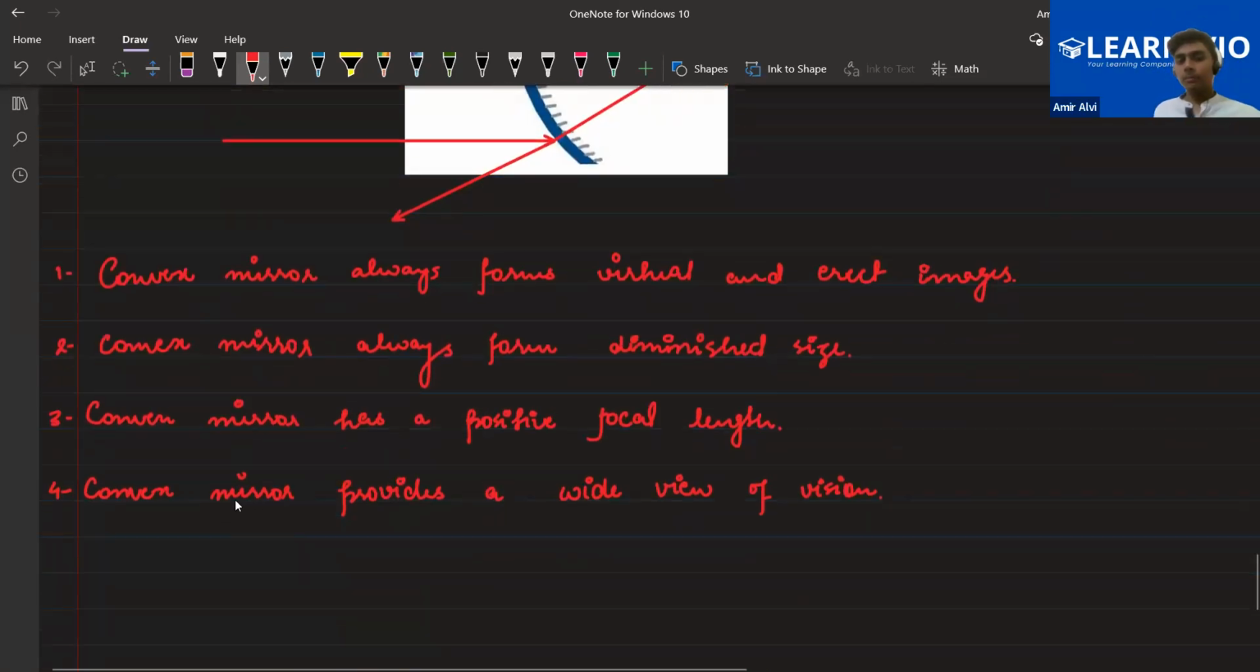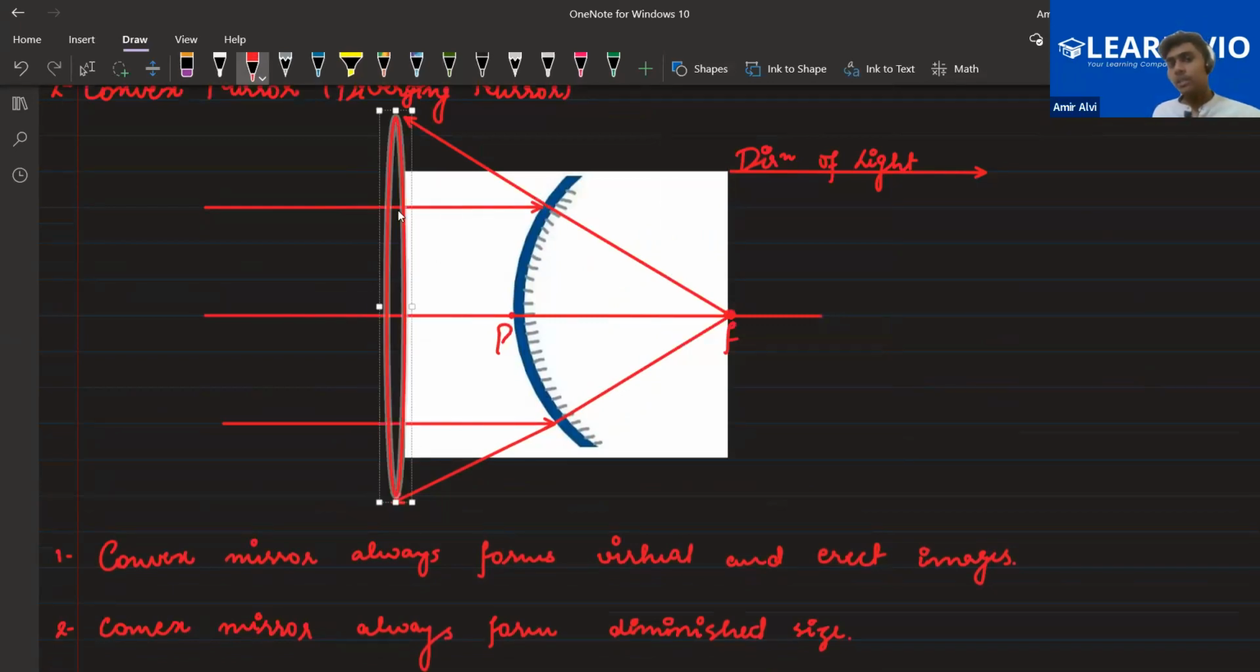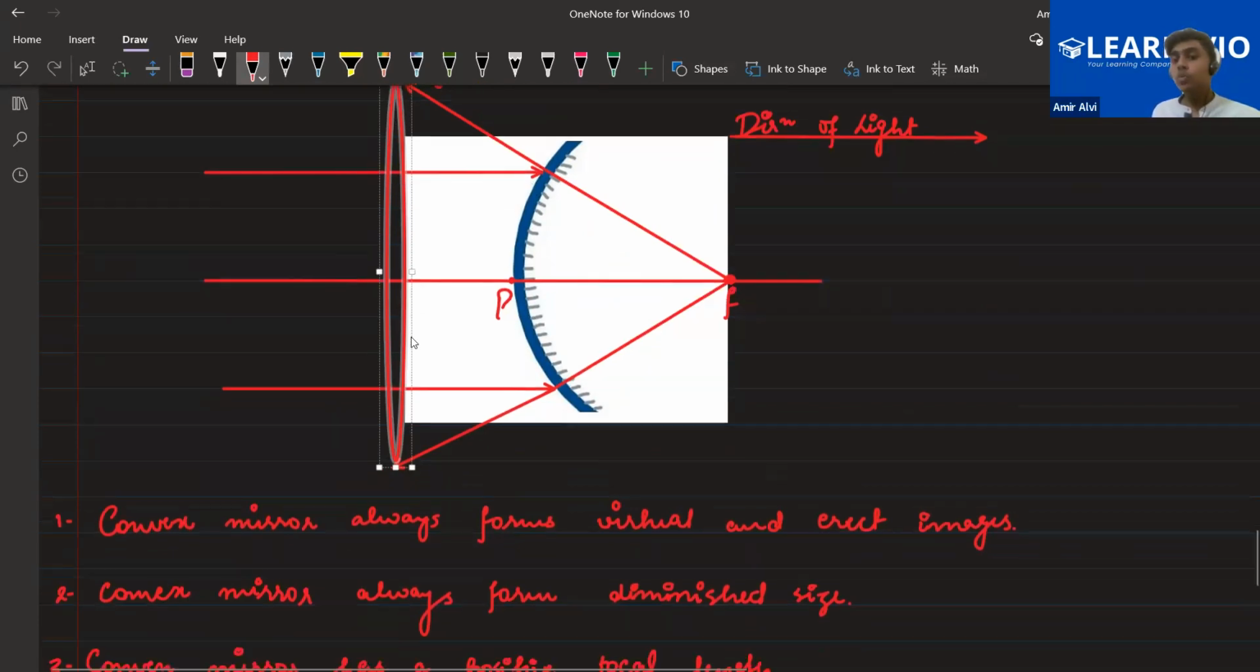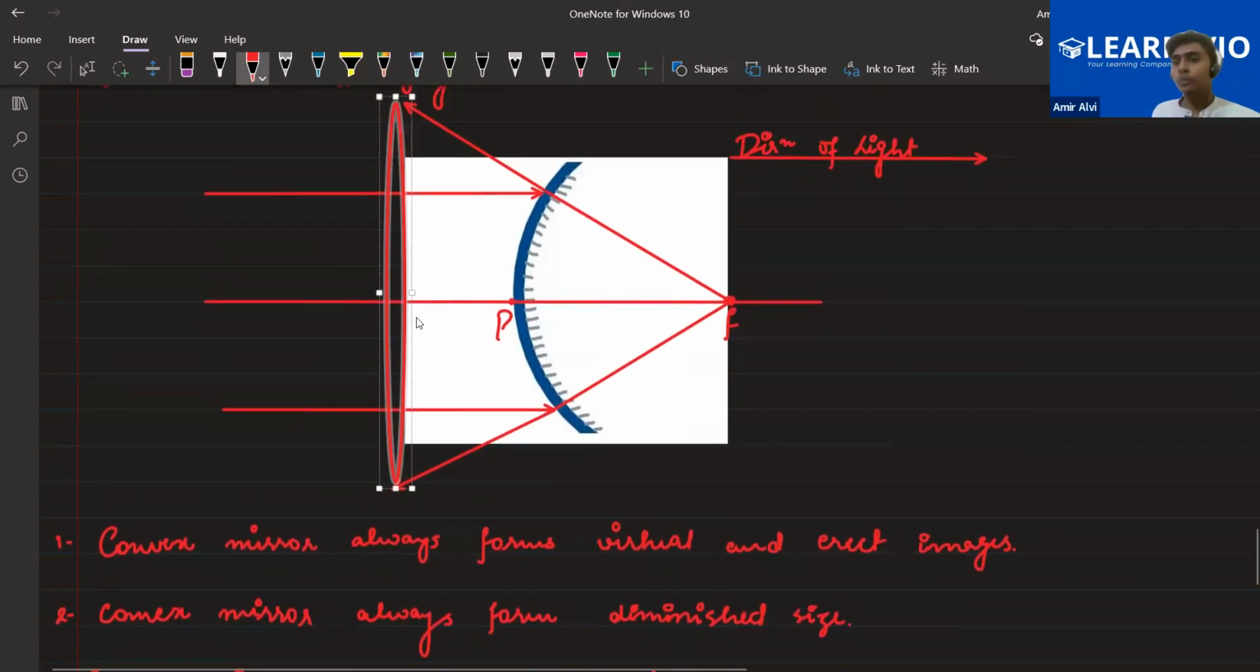Next thing is that a convex mirror provides a wide field of view. You can see the light rays are getting spread out. It means that it will cover this whole distance when we look in the mirror. You can see the mirror is very small, but the wide vision that can be seen from the mirror is very wide, right? That's why they are used as rear view mirrors, because they provide a wide range of view. Got it? Yes, sir.